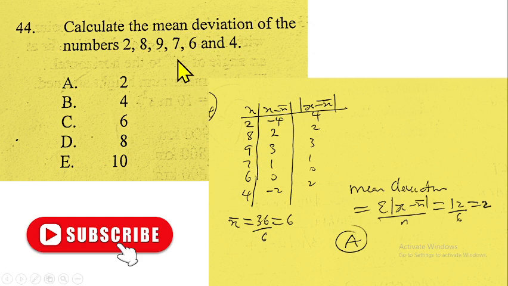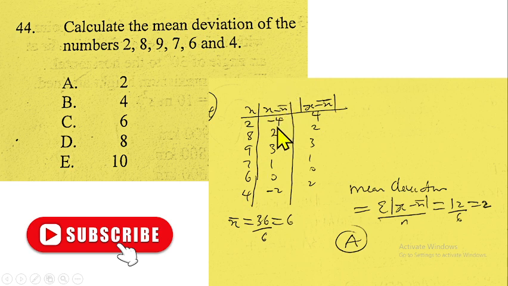Question number 44 is from statistics. We have to calculate the mean deviation of the numbers 2, 8, 9, 7, 6 and 4. These are non-grouped data, so we have to find the mean deviation. The mean deviation is the summation of the absolute value of x minus x bar over n. So our x values are 2, 8, 9, 7, 6, 4. Then we can find the mean, which is our x bar. Add all these values together, which is 36, divided by how many data? 6 data. That gives us 6. That means the mean is 6.